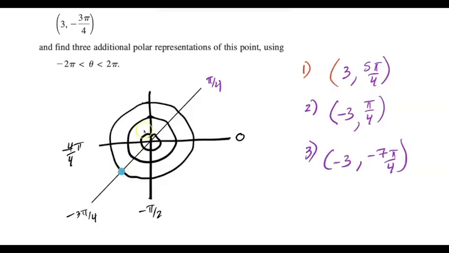We could do a lot more. We could do coterminal angles up the wazoo, keep on going round circles. But those are some general ones. You could go negative angle, or you could go negative radius, or normal angle, normal radius.